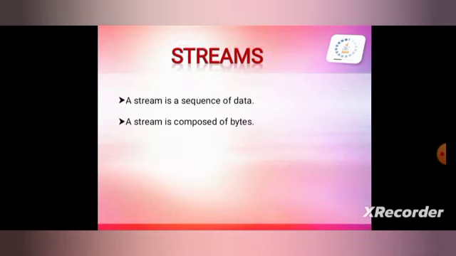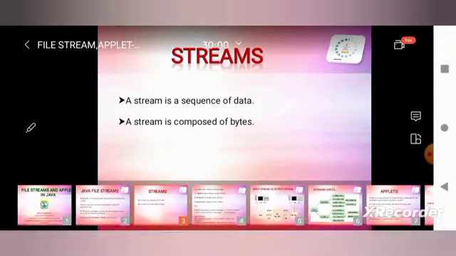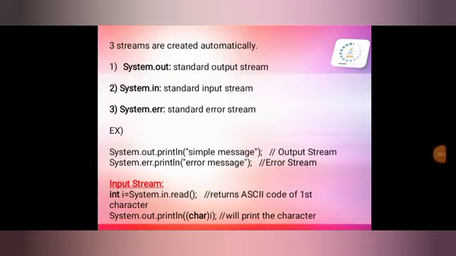Here streams are mainly used to process a group of data. It is a sequence of data. A stream is a way of sequentially accessing a file, and it is composed of bytes. Streams are created automatically in Java. System.out is the standard output stream. System.in is the standard input stream. System.error is the standard error stream.